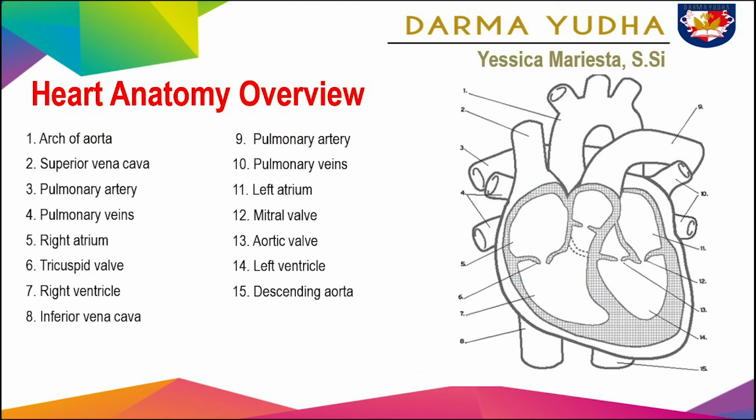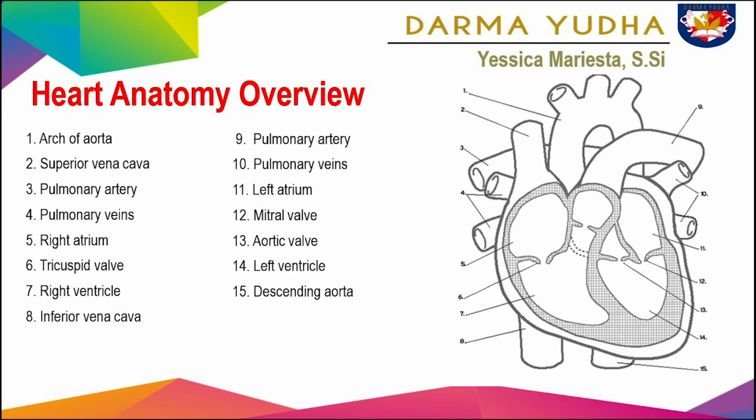So here is the heart anatomy overview. You can see there are pictures of the heart on the slide, and there are some numbers. The first is the arch of the aorta. Number 1, arch of the aorta. 2, superior vena cava. 3, pulmonary artery. 4, pulmonary veins. 5, the right atrium.